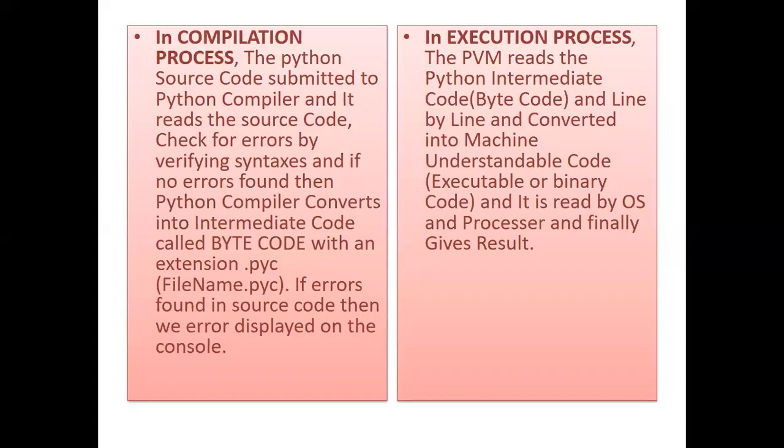Students, in the compilation process, the source code is submitted to the Python compiler, which reads the source code, checks for errors, and verifies the syntax. If no errors are found, the compiler converts it into the intermediate code, that is, bytecode, with an extension .pyc. This is the internal process.